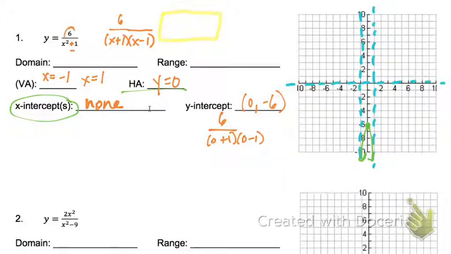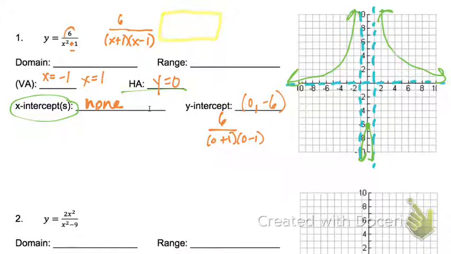And then my rational functions are always in opposite diagonals. So that means I'm going to have one here and here. So it always goes in opposite diagonals. So I've got 1, 2, 3.